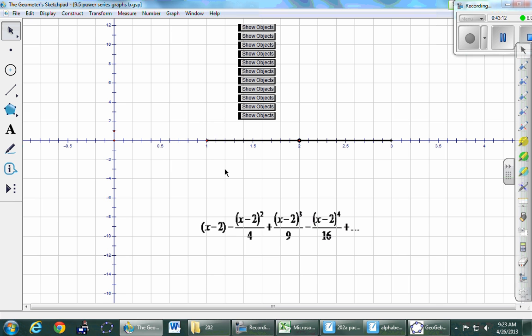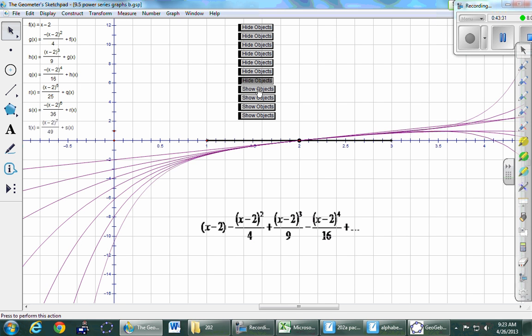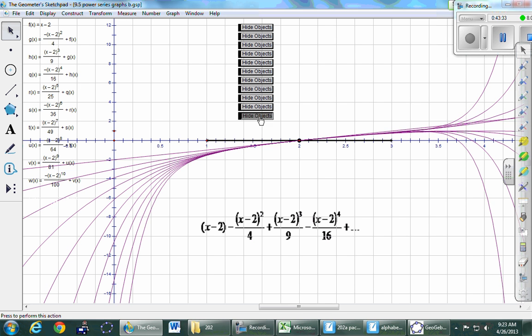Note that there's a big dot there in the middle at x equals 2. x equals 2 is this value of a, right? And that's called the center of the series. So we'll show you just x minus 2, which is that line, then the parabola, cubic, fourth, fifth, sixth, 7, 8, 9, 10, and then finally an 11th degree polynomial. Do you see that these things are honing in on something between 1 and 3? Yeah, and so this converges for all numbers between 1 and 3.